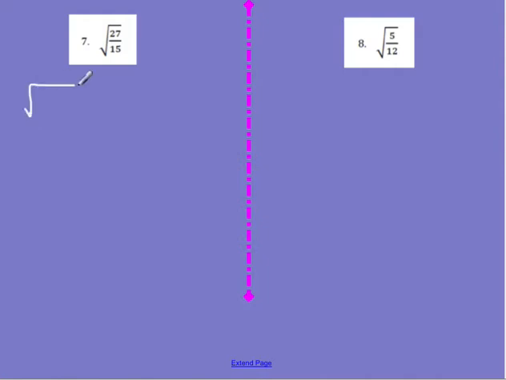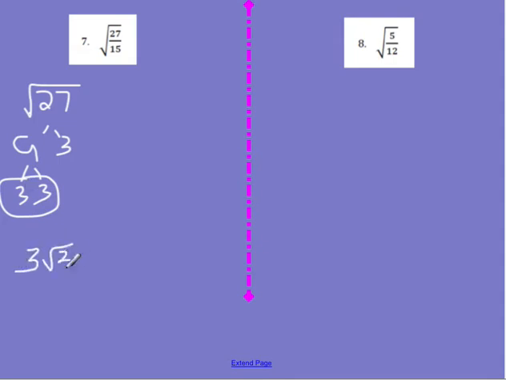So when I simplify the square root of 27, I end up getting 9 and 3. And 9 I can break down to 3 and 3. So here's a pair of 3. So the square root of 27 is really the same as 3 square root of 3. And that's being divided by the square root of 15. So again, I can't have that square root in the denominator. So what I'm going to do is multiply each of these by the square root of 15.